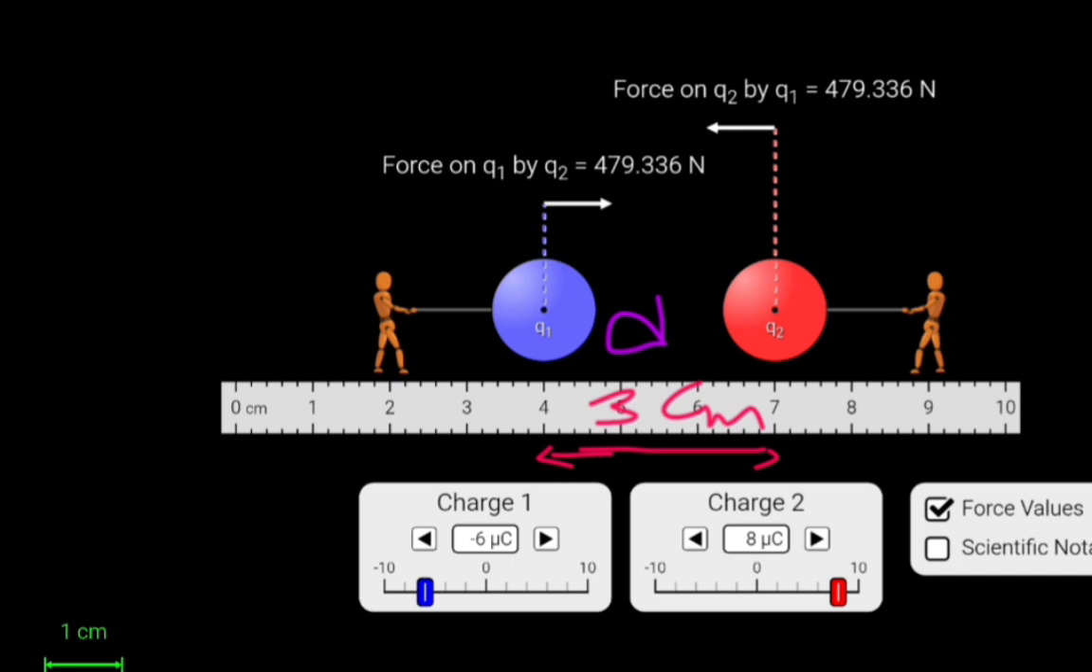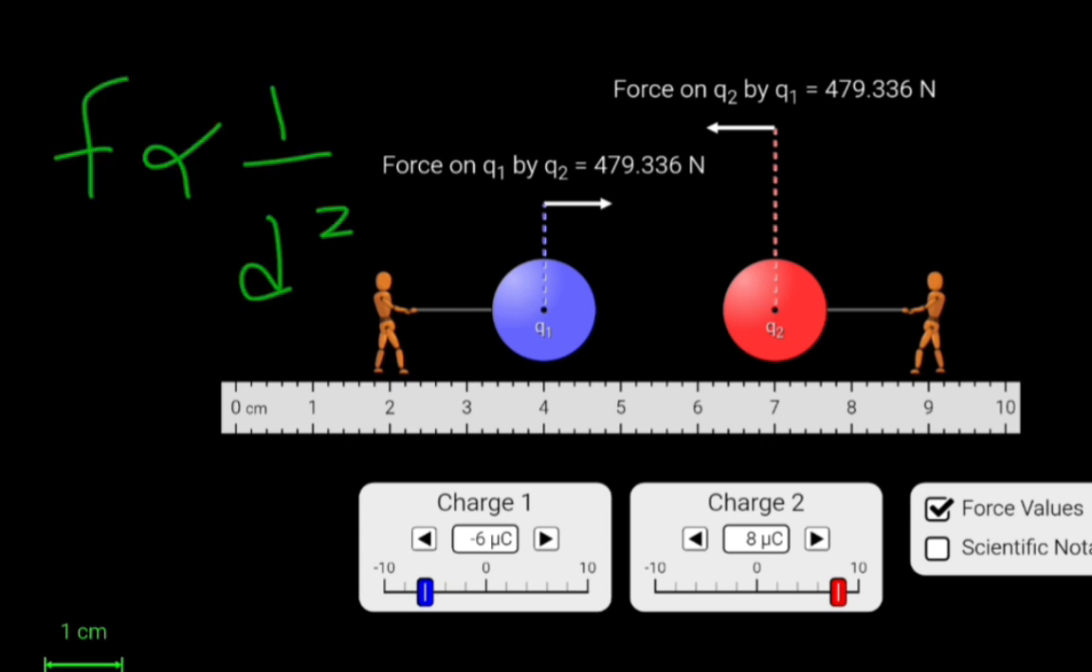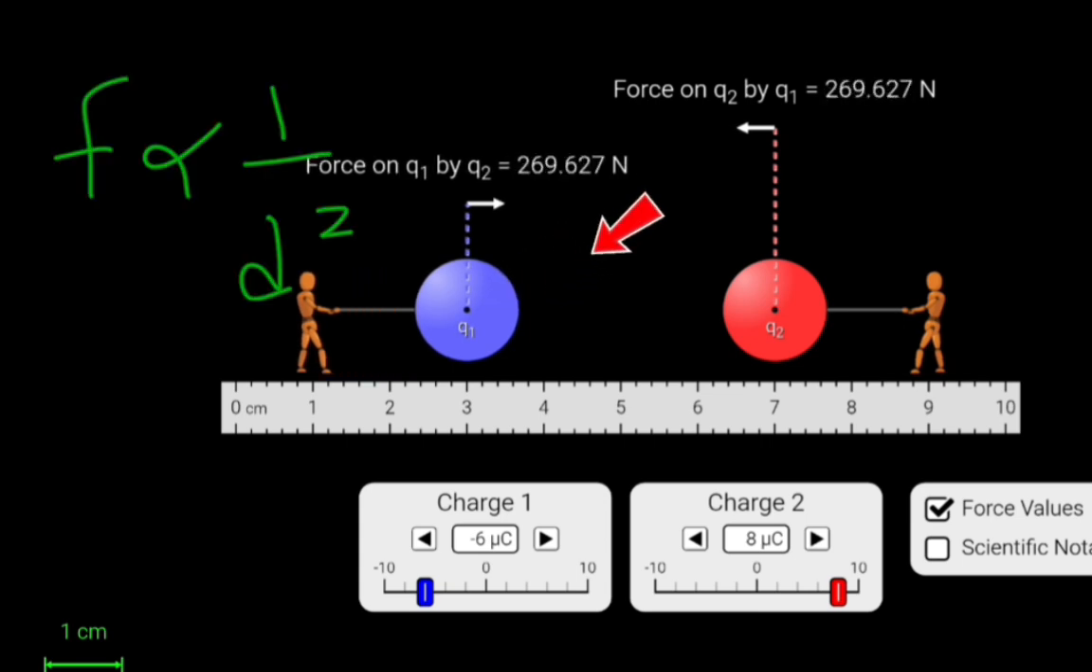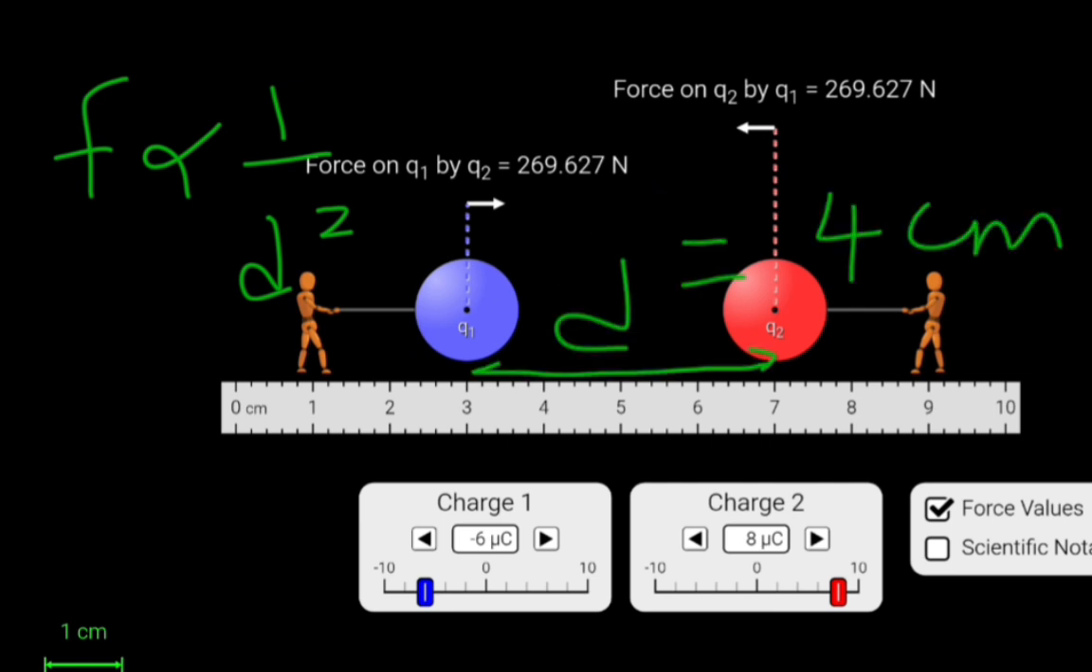Okay, so look at the amount of force existing between these two charges. The quantity of charge on Q2 is 8 microcoulombs. The quantity of charge on Q1 is minus 6 microcoulombs. So let's keep the quantity of charge constant and increase the distance. Let's say I move Q1 backwards to 3, such that the distance of separation between them has now increased from 3 centimeters to 4 centimeters. Q1 is now placed on 3 centimeter, Q2 is placed on 7 centimeter. So the interval between their centers is 4 centimeters.